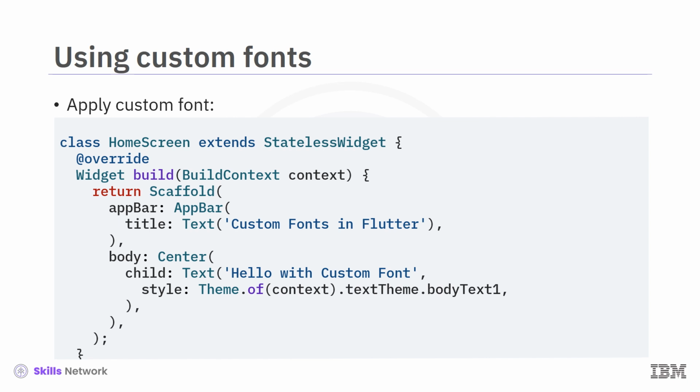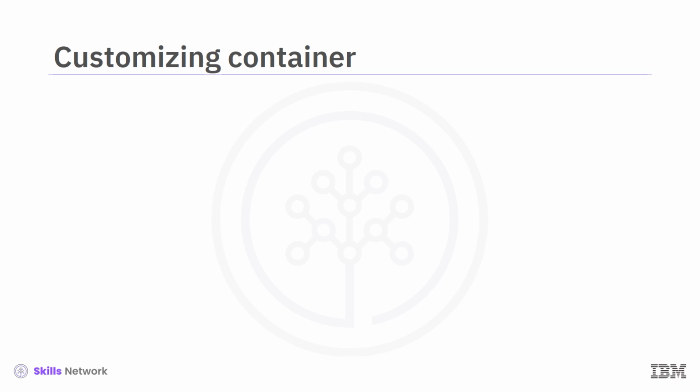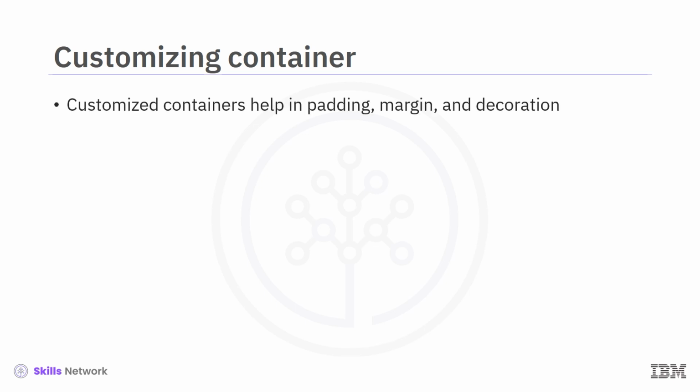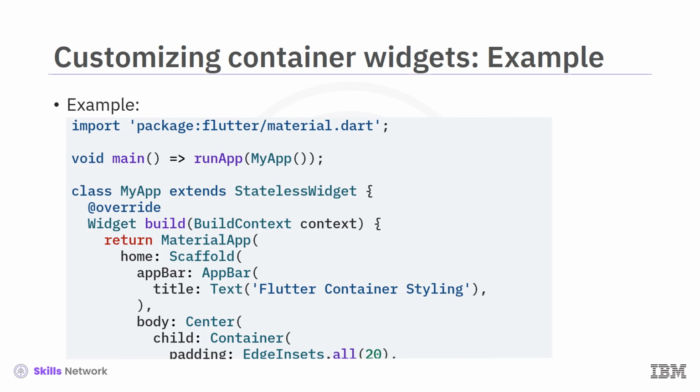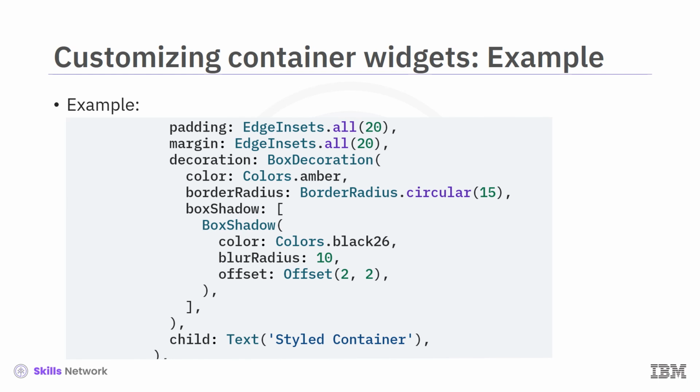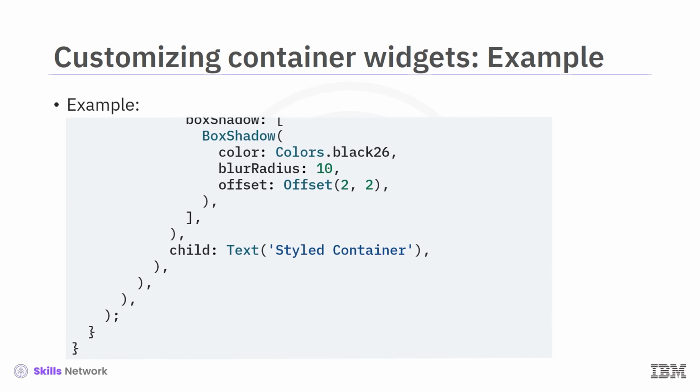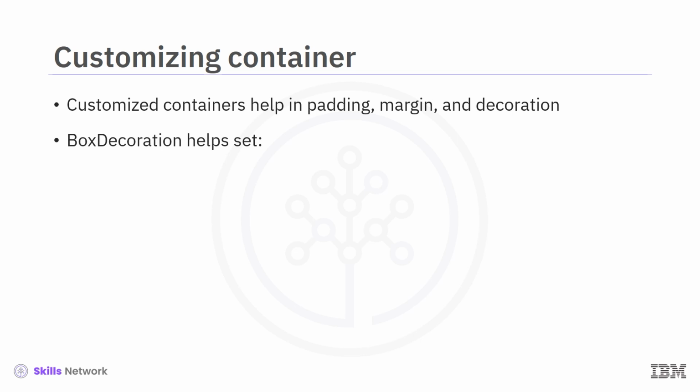Finally, let's look at how you can customize container widgets to enhance layout and visual design. Containers are versatile widgets used to contain other widgets. You can customize containers using properties like padding, margin, decoration, and more. Here's an example of the same. In this example, the container widget is used and customized with padding, margin, and box decoration. The box decoration class can set the background color, border radius, and box shadow.